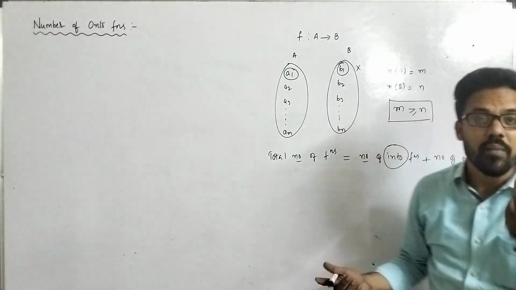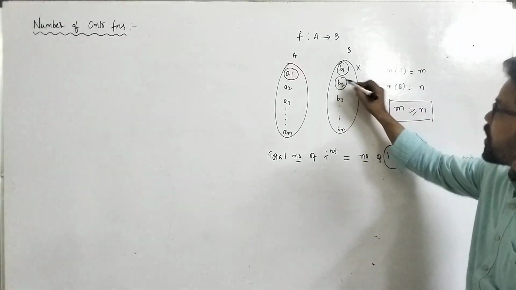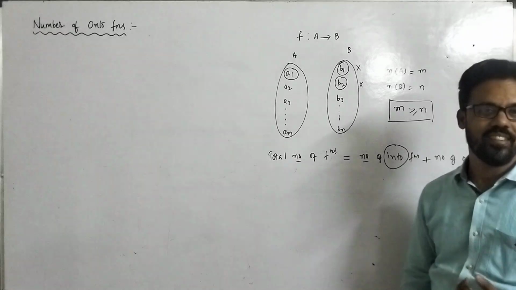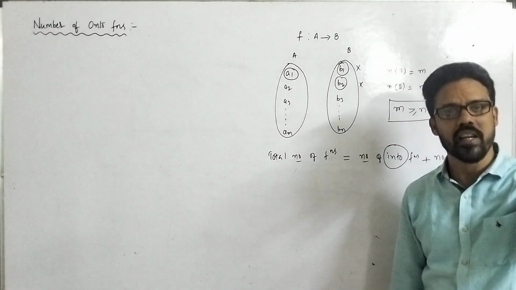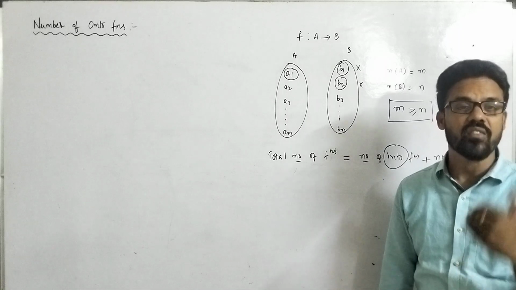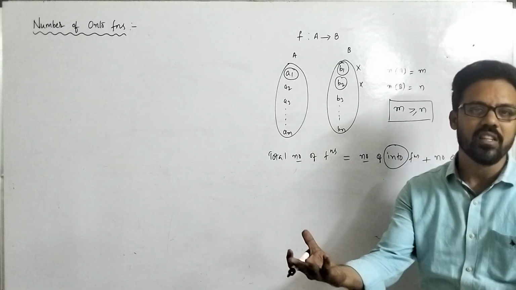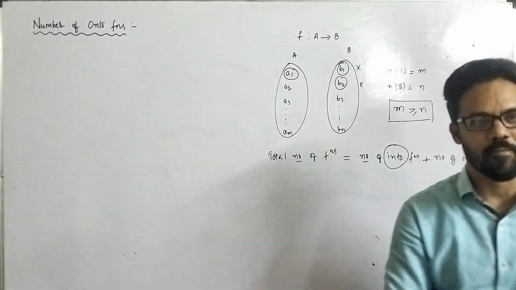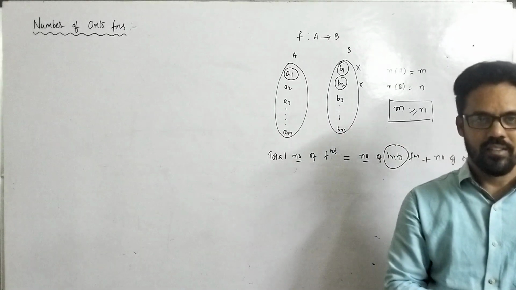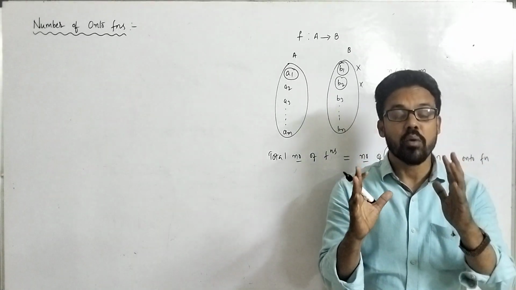Obviously, one element is left, which means that is not an onto function; a function which is not onto is nothing but into. Not only B1, B2 also can be there. Both B1 and B2 will be there. Two elements are not mapped. Two elements have no correspondence at all with any one of the elements in set A. Obviously, not an onto function. That is called an into function. Now, my dear students, how to get such number of functions?